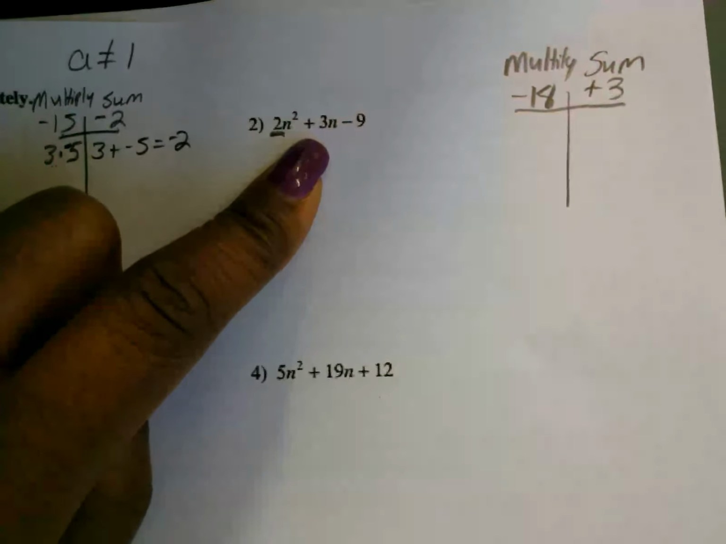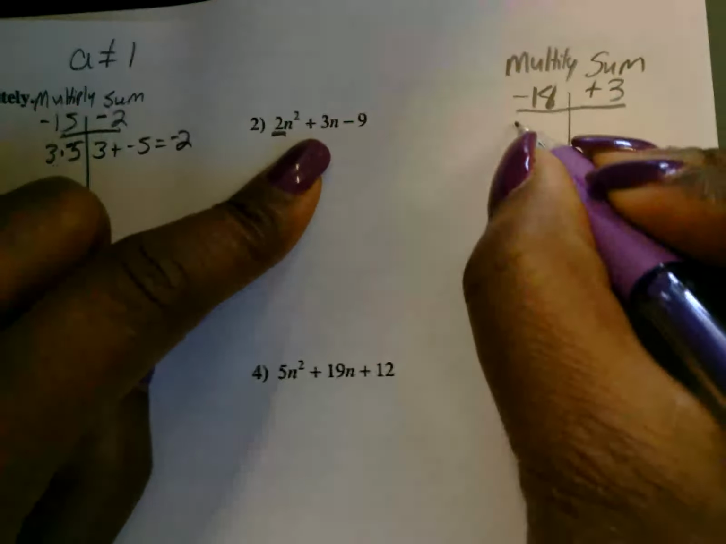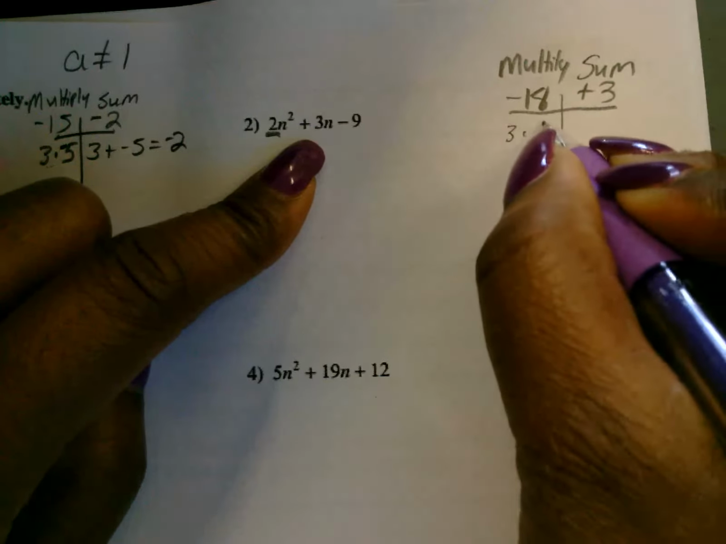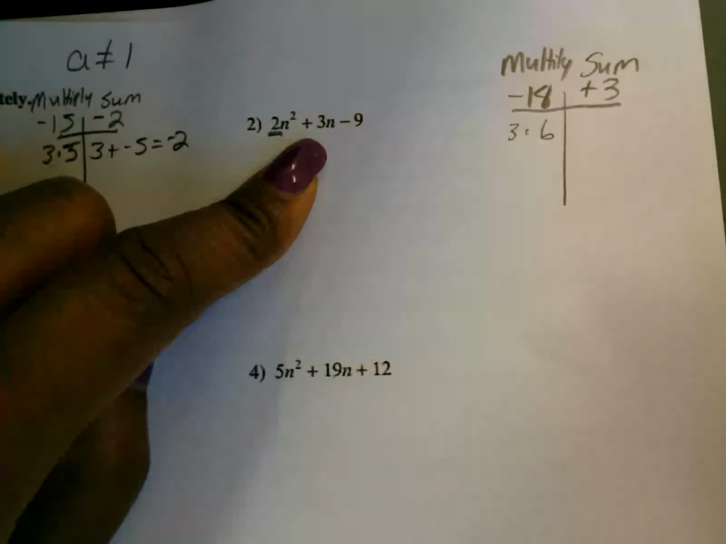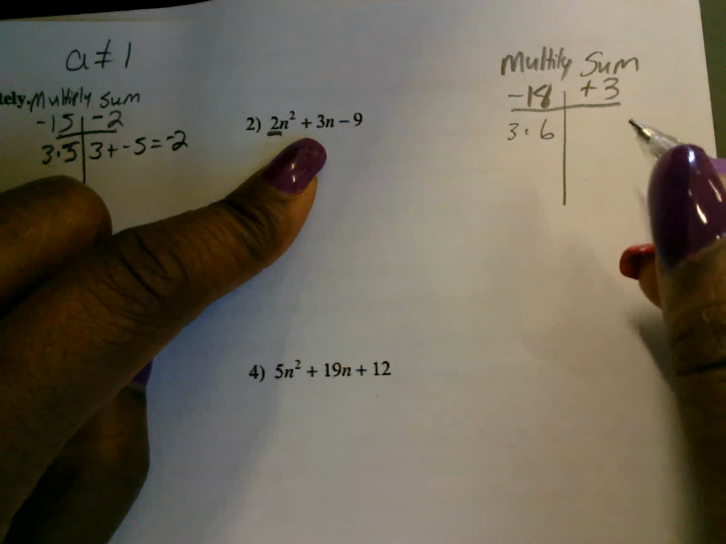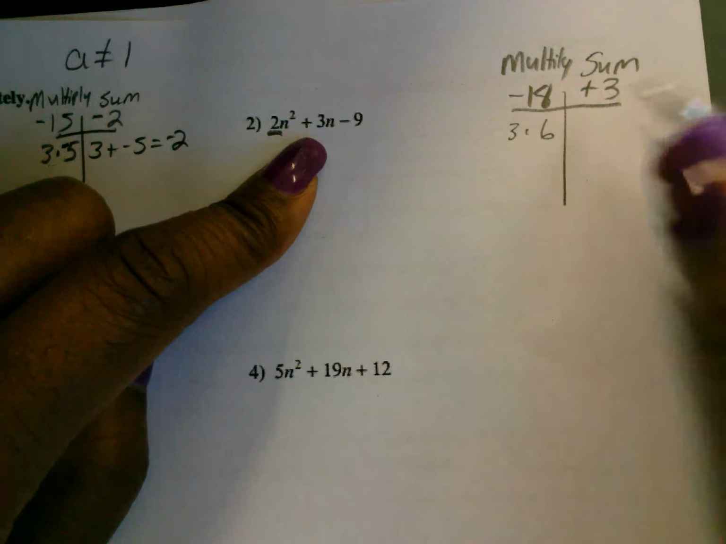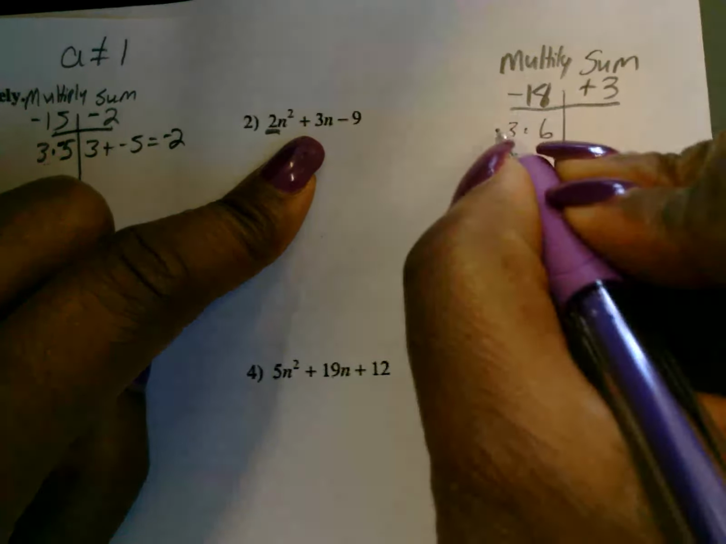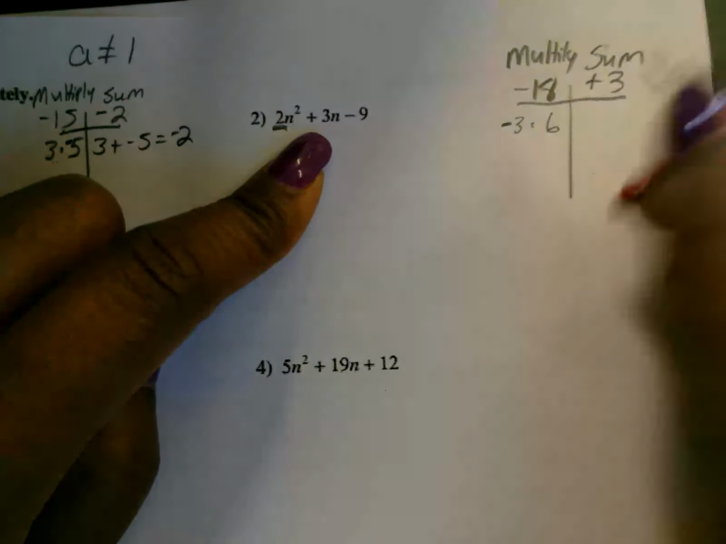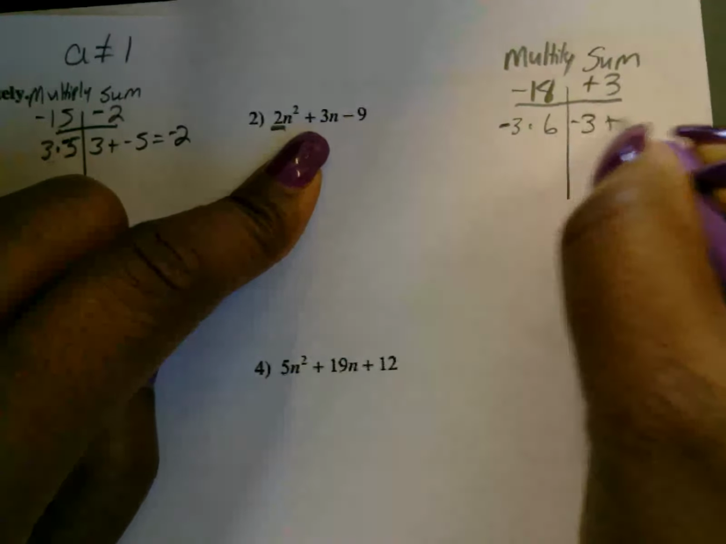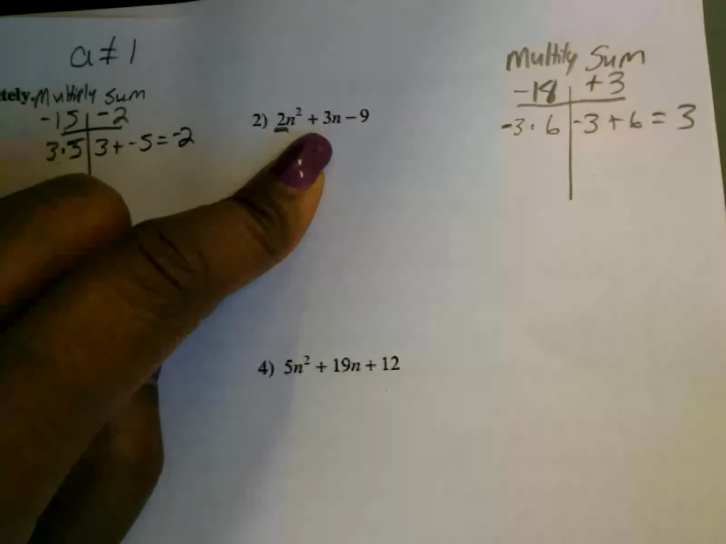So let's think about it. We have 3 times 6, okay? In order to get a negative, when you multiply, one of them has to be a negative. But when you add them together, it has to be a positive number of 3. So we're going to make 3 negative. Why? Because when you add negative 3 plus 6, you get a positive 3.